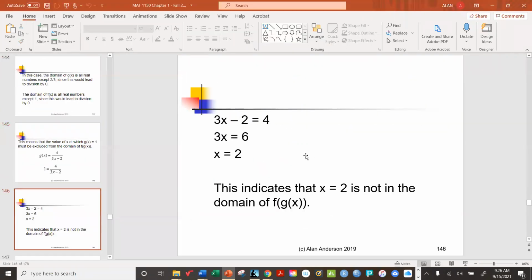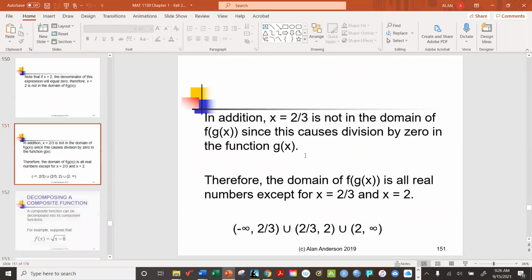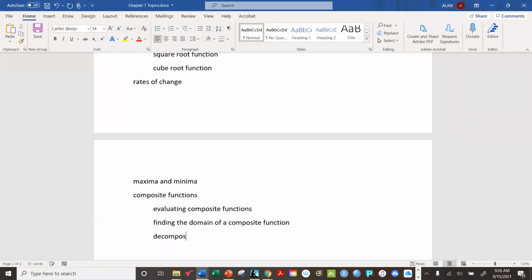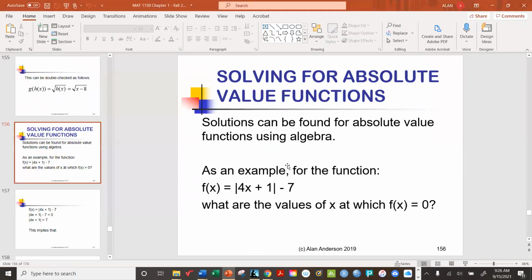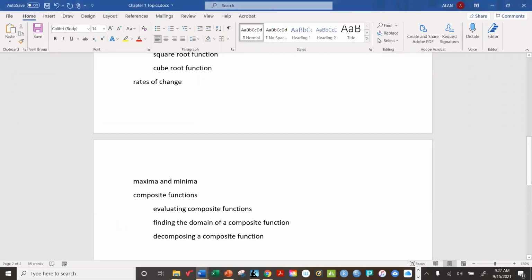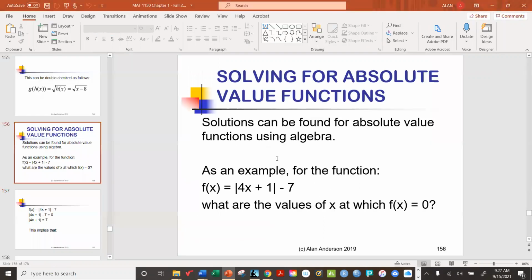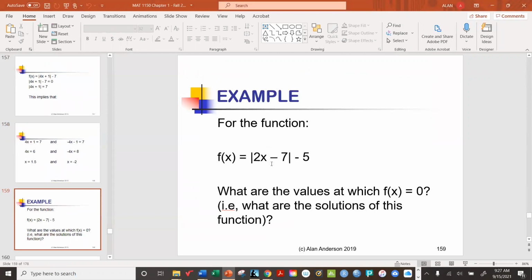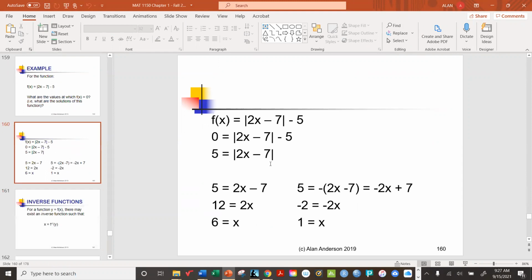And so if you go to Khan Academy and say composite functions, please, I'm sure he has, decomposing, okay. And we did talk about absolute value, okay. This is pretty straightforward. All you have to do is recognize what exactly an absolute value means. So you're basically rewriting it in two different ways.